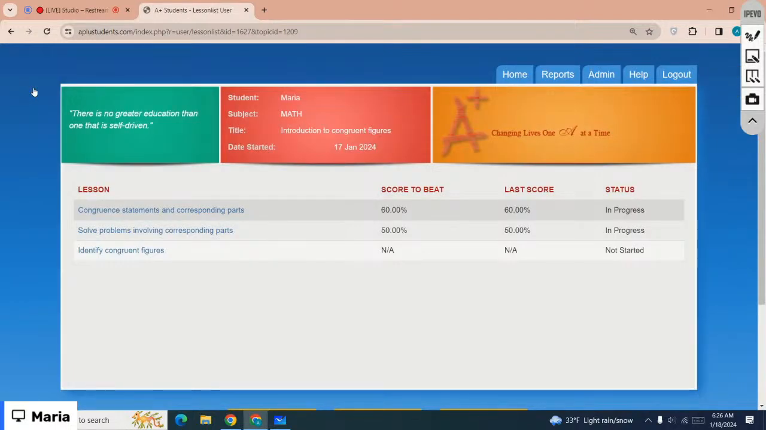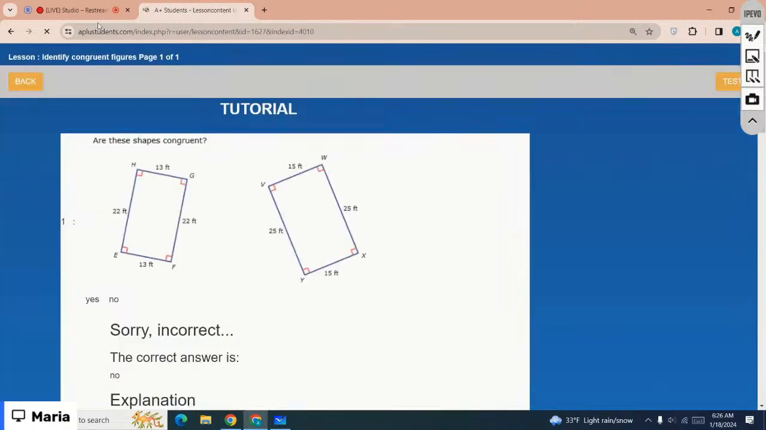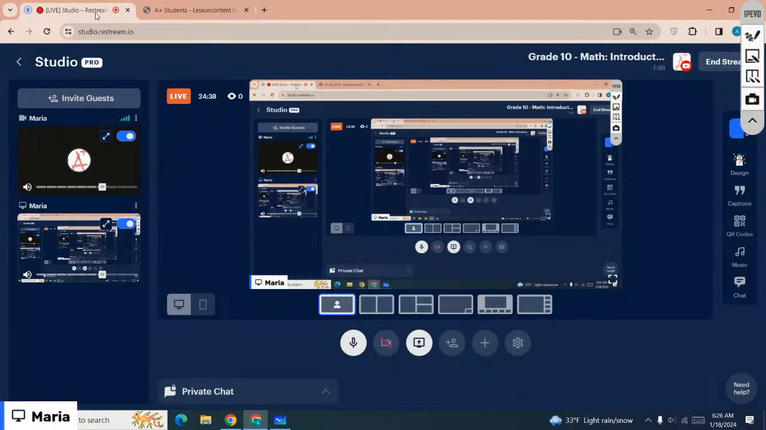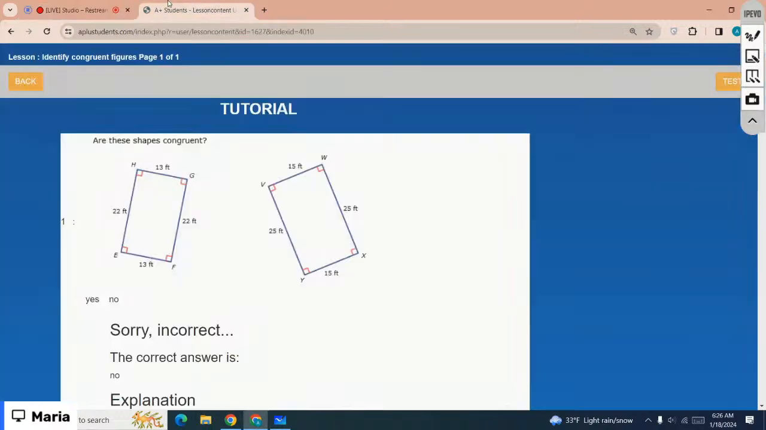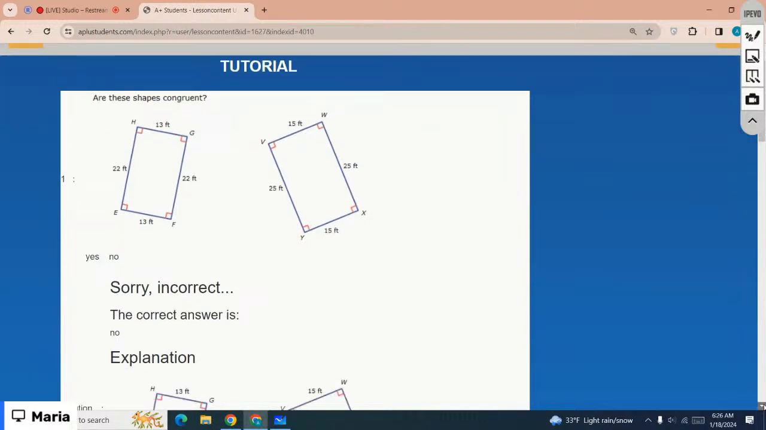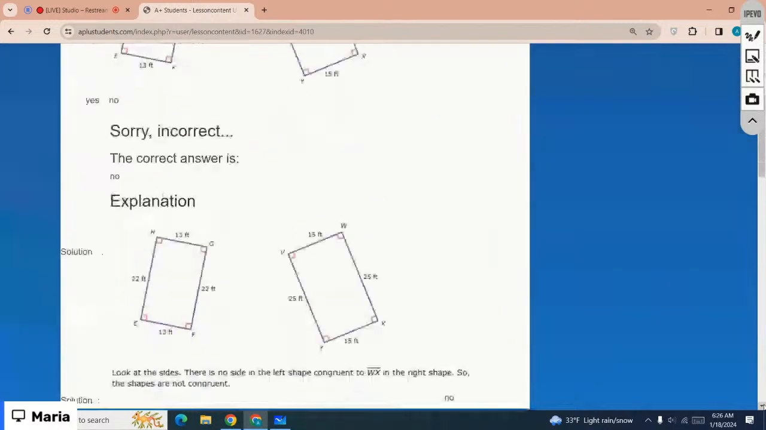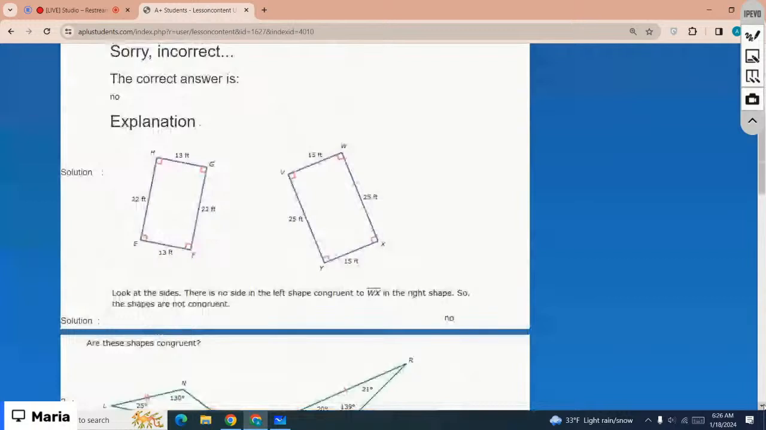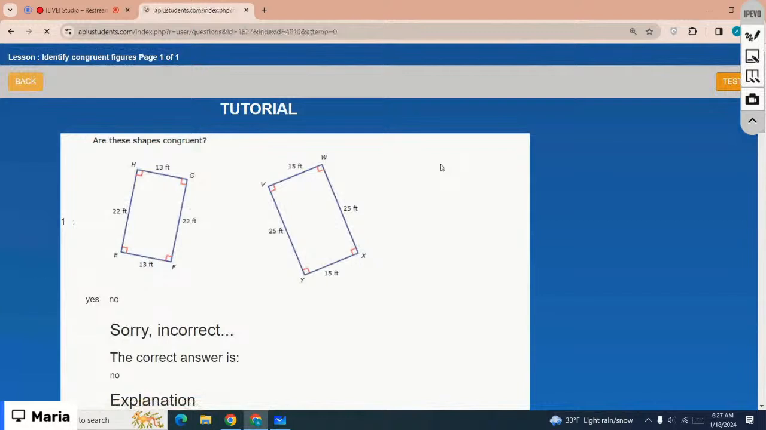The next lesson is identify congruent figures. Are these shapes congruent? You are given two shapes and you need to see if they are congruent. So let's see. Look at the sides. There is no side in the left shape congruent to the right. They all are different in measurement, right? So they are not congruent. Let's just start with the test questions.